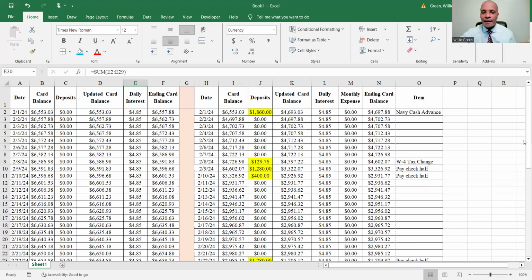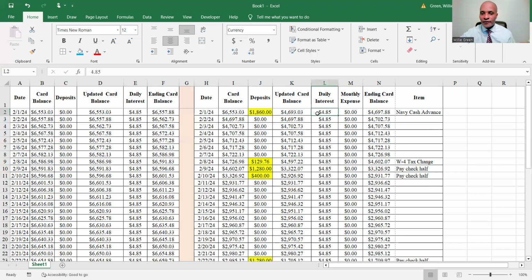It's predicated on every day, or as often as I can, bringing down that average daily balance. Now, in this second example with the color coding, you see that I will be starting with the same balance. For this particular month, I went back to Navy Federal and got another $1,860. I put that onto the card, and that gave me a new balance of $4,693.03.